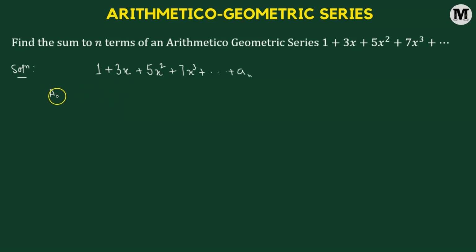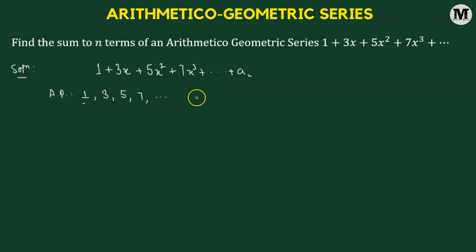The arithmetic progression of this particular series will be as follows. We take the constant term from the first term, then the next constant term from the second term, then the constant 5 from the third term, followed by 7. Clearly this is an arithmetic progression whose first term is 1. The common difference will be 2.